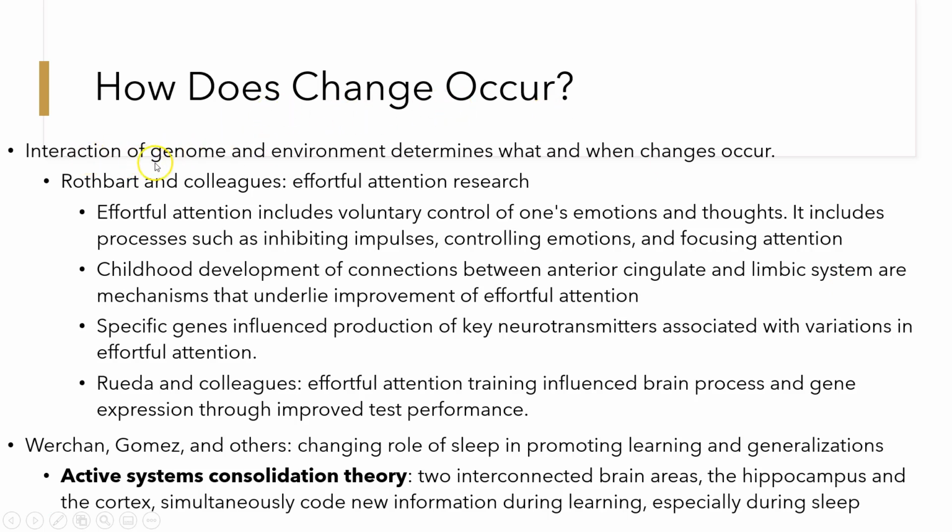Well, there seems to be an interaction between the genes and the environment that determines what kind of change occurs and when the change occurs. As an example, Rothbard and colleagues examined effortful attention. Effortful attention includes voluntary control of one's emotions and thoughts, and allows you to inhibit your impulses. Throughout development, we eventually learn to inhibit our drives and impulses.